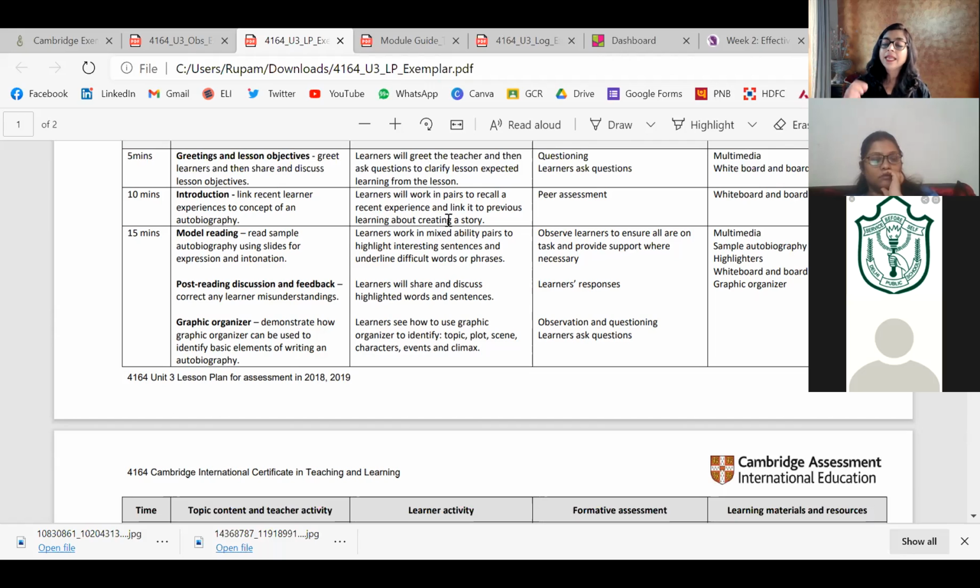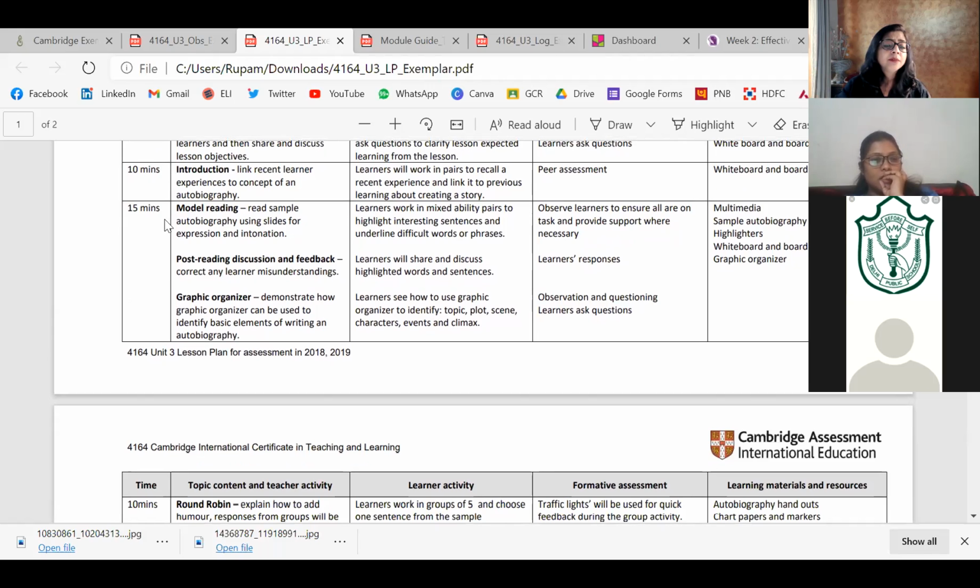What they're doing is their recent experience, they are converting it into a form of a story and then sharing it with the partner. So this is what they're doing for 10 minutes. It's a pair activity which is happening. Then 15 minutes, they're doing model reading.